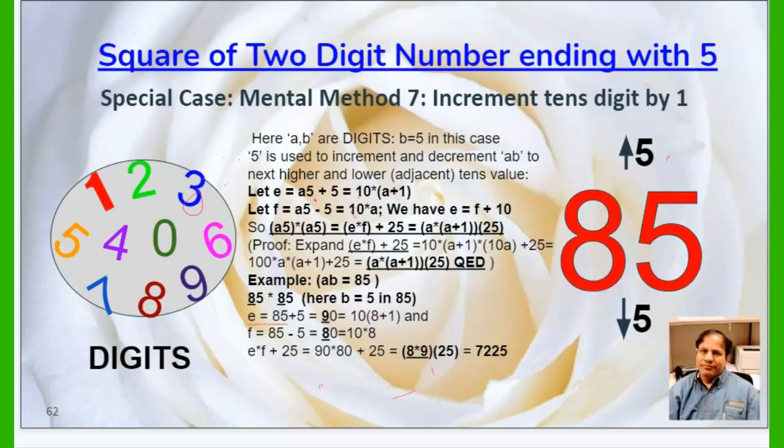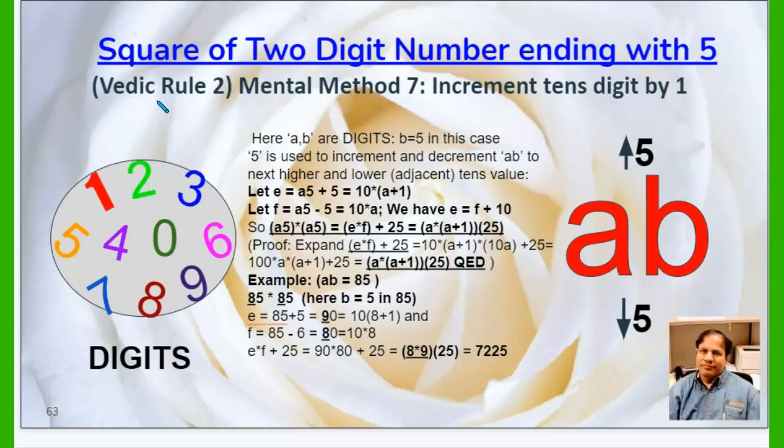We can have more examples, but before that we can do this with the symbol AB and 5, and as previously we can prove that this is the same thing as incrementing the tens digit by 5. So let's say E is A5 plus 5, and so we can write this as 10 times A plus 1, because 5 plus 5 is 10, so 1 is carried to the left, and A is the tens digit, so it is 10 times A plus 10, which is 10 times (A plus 1).